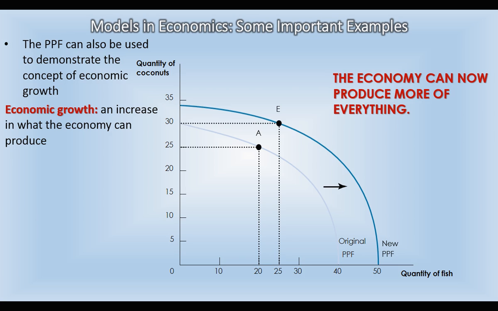So this is the original PPF. And what's changed is likely our technology. Now we can produce more per man hour, per person hour. And that has allowed us to, as opposed to before, maybe only being able to produce 25 coconuts with producing 20 fish, now, if we go up to the new PPF, we can still produce 20 fish and maybe produce, like here it looks like, maybe 33-ish coconuts. So in terms of these combinations, they've all increased because of our ability to produce more.